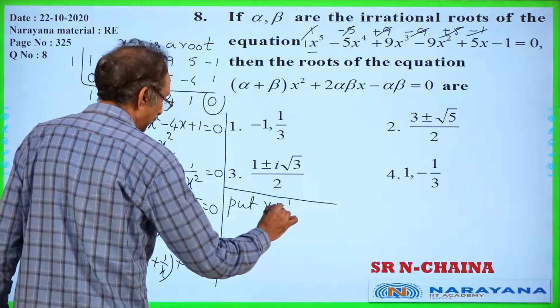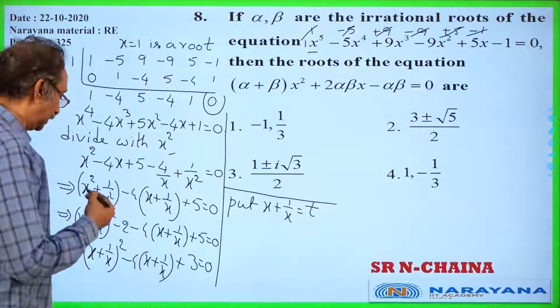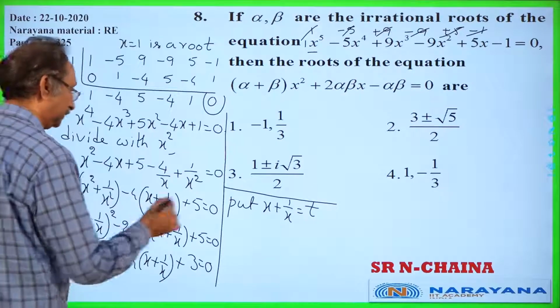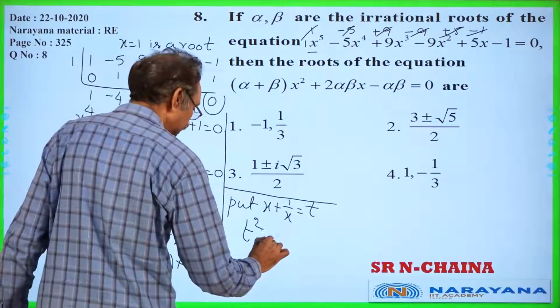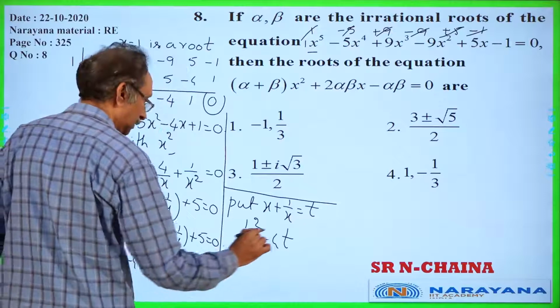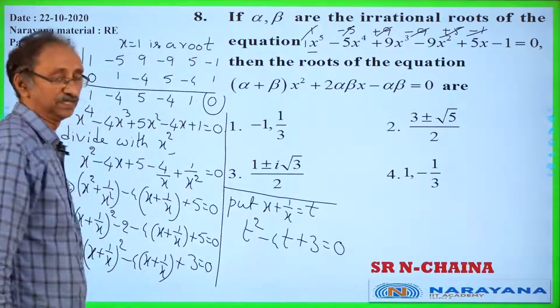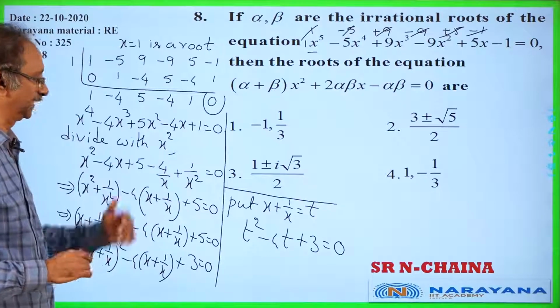And therefore, suppose we put x plus 1 by x is equal to t. See, suddenly this fourth degree equation becomes a second degree equation. See here, t square minus 4t plus 3 is equal to 0. And solving this, you will get two values for t. Okay, so we will do it on the next page.